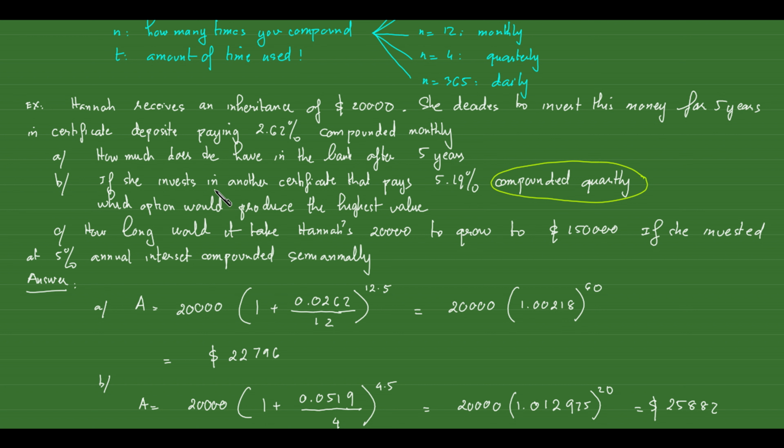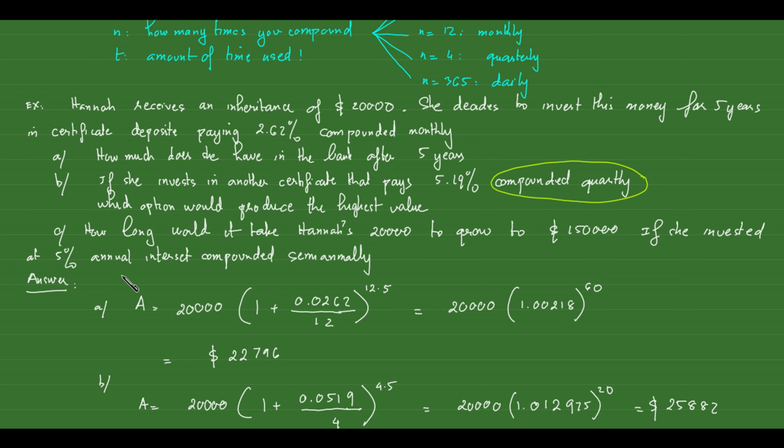Then the second question is if she invested in another investment, but this one pays more, the interest is much more, but compounded quarterly. Which option should produce the highest rate? And third is how long will it take for Hannah's $20,000 to grow to $150,000 if she invested at 5% annual interest compounded semi-annually.